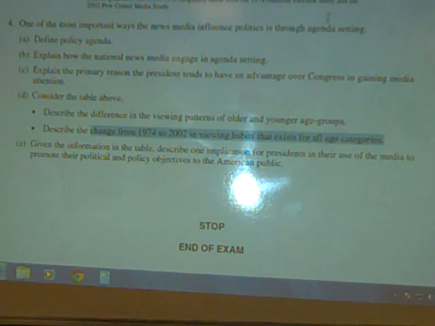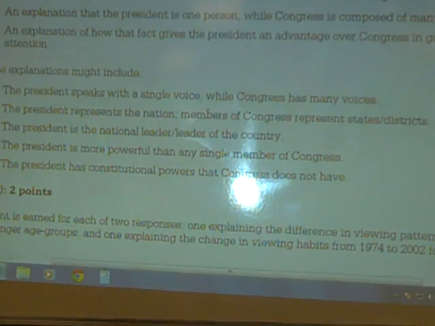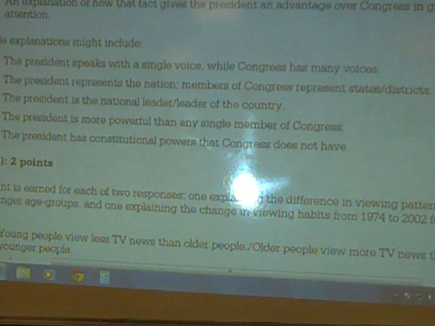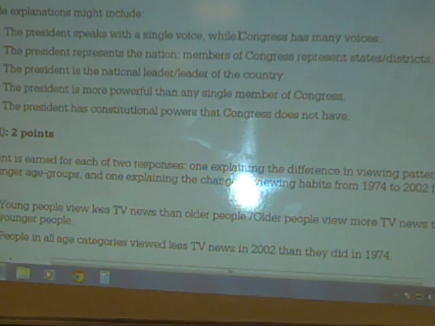The next one asked you, what's the primary reason the president gets an advantage in gaining media attention? There's a lot of these. The president's one person. Congress is many people. And then how does that give the president an advantage? Well, the president speaks with a single voice, while Congress has many voices. I think that's just a repeat of what you just said.